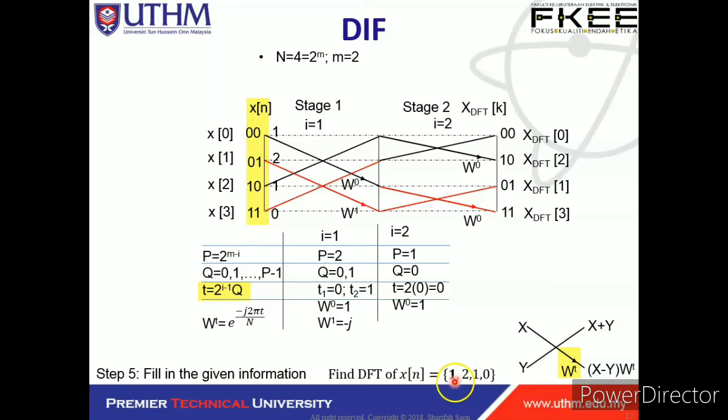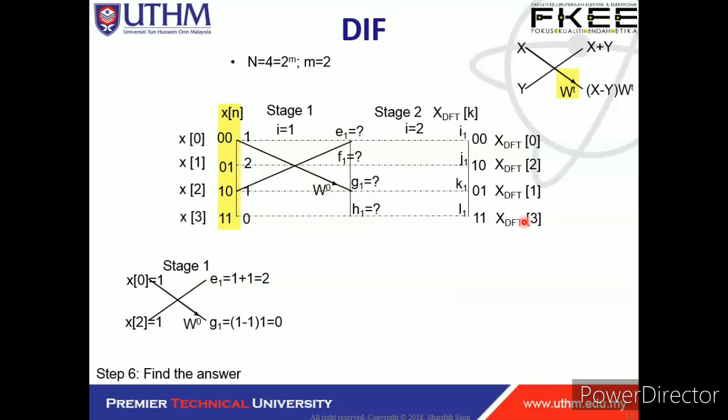So x0, our x0 is 1. It is at the location here, and then x1 is equal to 2, and then x2 is equal to 1, and lastly x3 equals to 0. So this is the location of the discrete signal. If our question gives you the DFT value, then you need to arrange the signal at the right side.